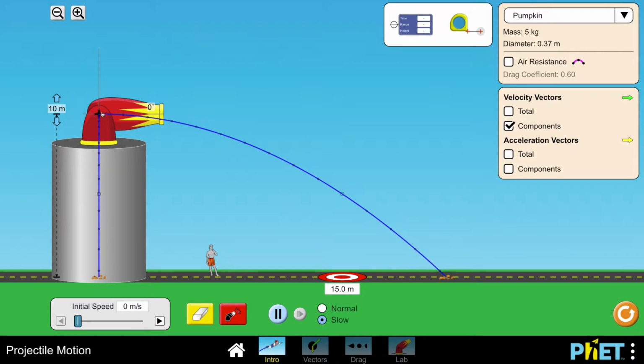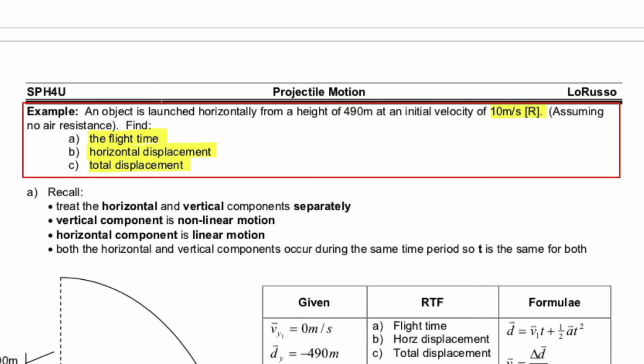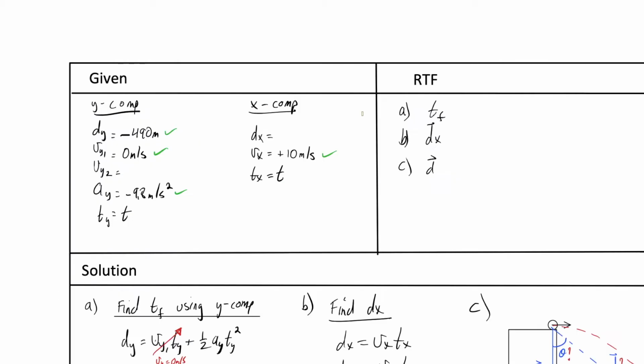Let's go back to our example. Okay, so we know a couple of things here. First of all, we know that the object is launched horizontally, that's key, from a height of 490 meters. That means that we're above the ground. So let's interpret this in terms of our kinematics parameters. Here I have a little setup. In doing good old GRFS, our dy, our displacement in the y, and this is important, is going to be negative 490 meters, because it is falling down. It's going to move 490 meters down towards the ground.